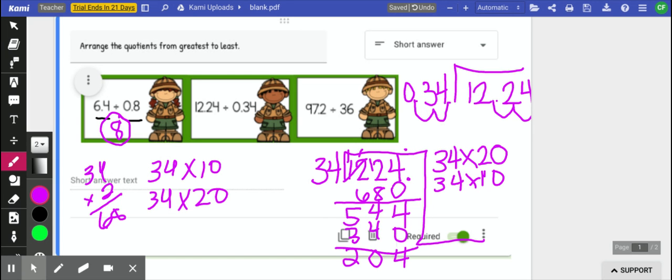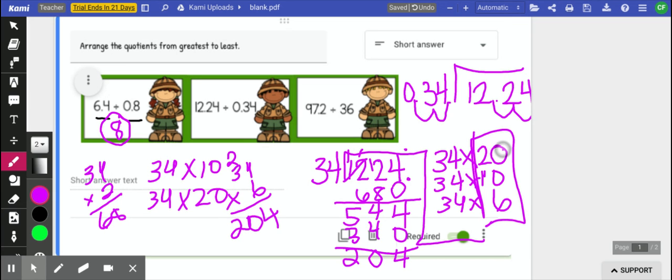Okay, can't do another 10, so now I'm going to use my guess and check. So I'm going to try maybe 34 times 6. See where that takes me? Let's try 6. 18, 20. That's exactly what I need. So that's 34 times 6, which means that my answer, remember you add this up, 20, 36. So the answer to this question is 36.